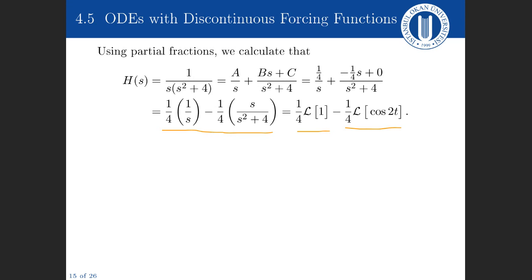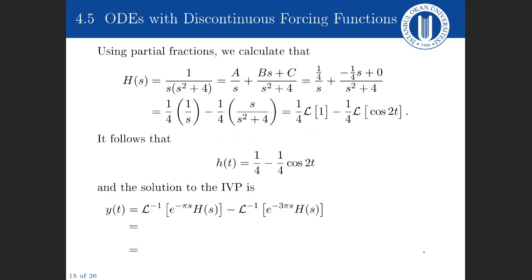As soon as we know this, we can write down small h. Small h must be 1/4 minus 1/4 cos 2t. And after we know small h, we can find small y. The solution to the initial value problem must be the inverse Laplace transform of e to the power minus pi s capital H, minus the inverse Laplace transform of e to the power minus 3 pi s capital H.